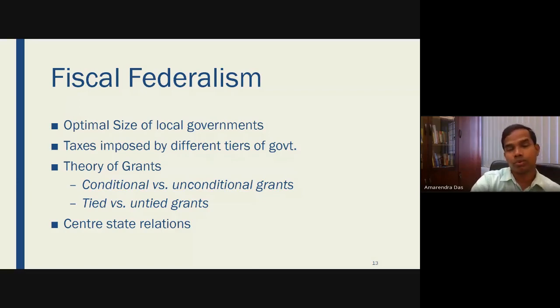Now, which public goods should be provided by whom? For example, street light cannot be provided, or should not be provided, by the national government. Street light should be provided by the local government. So there are theories behind it. It's not that simple that you randomly give certain things to the local governments.